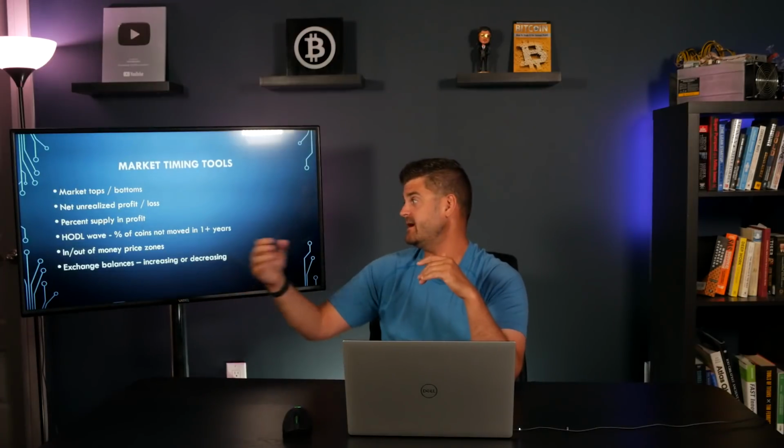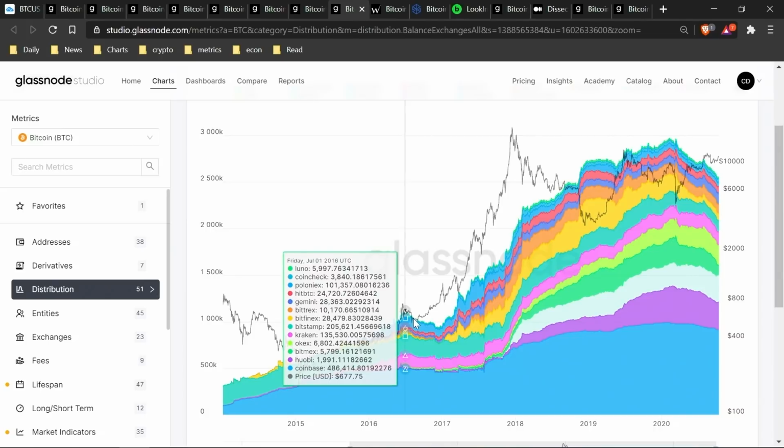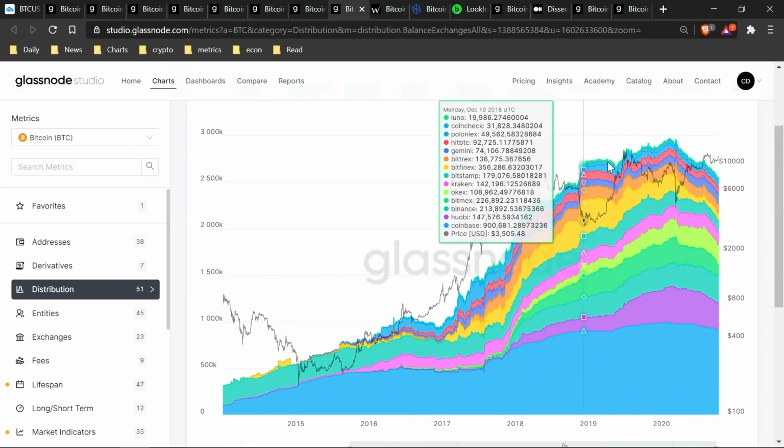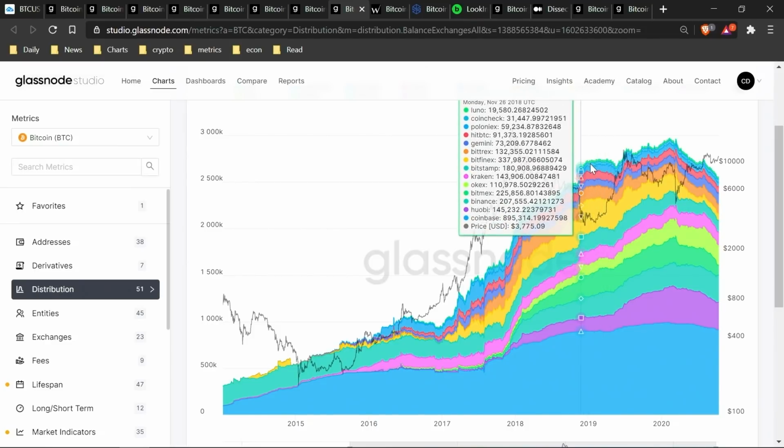Now, we've actually talked about exchange balances in a couple of the past videos in this series. But what I'm going to talk about now is more of a way to use this to figure out if coins are being pulled off or added to these centralized exchanges. And you can see periods of time where the capital on exchanges is either flat or going down. Those can be indications that we're actually entering an accumulation period.